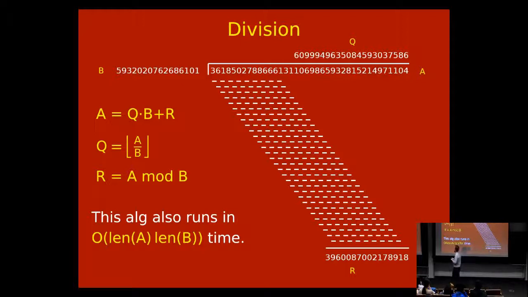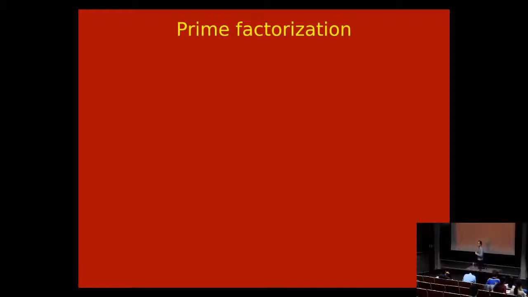Actually, sophisticated division algorithms exist, and you can get the running time down to the same running time as multiplication, but that's quite tricky. Now let's move on to the other opposite of multiplication, if you think about it in a different way, which is factorization.